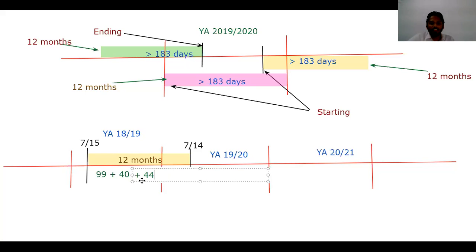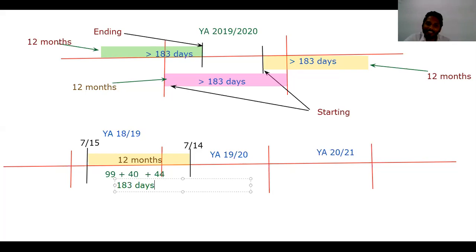Then how many number of days altogether? 99, 100, 140, 183. Then 183. He is staying in Sri Lanka in this 12-month period, not the year of assessment. This 12-month period. Is it resident?